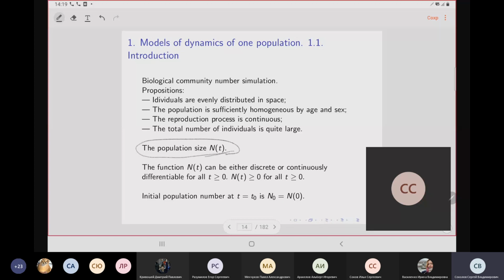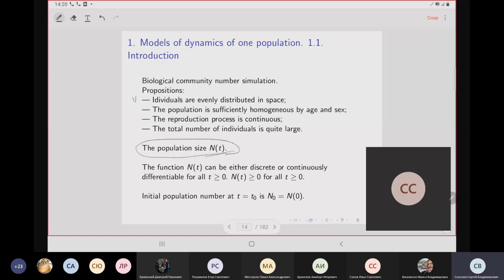First one, the individuals in the biological community must be evenly distributed in space. In another case, we have to divide our space into some regions where the biological community is homogeneous, and then we can try to describe every region itself.